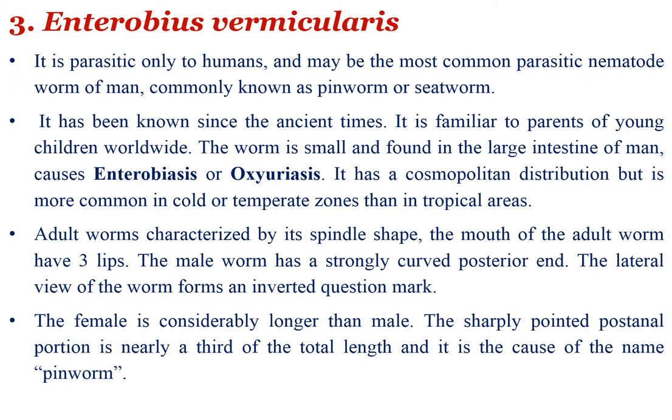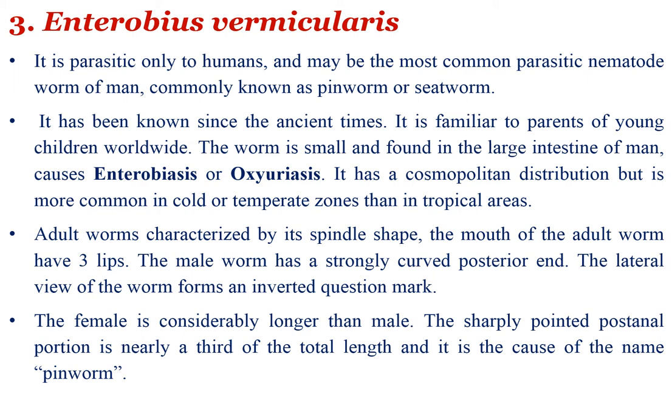It's parasitic only on humans and may be the most common parasitic nematode worm of man, commonly known as pinworm or seatworm. It has been known since ancient times. It's familiar to parents of young children worldwide. The worm is small and found in the large intestine of man. Causes enterobiasis or oxyuriasis. It has a cosmopolitan distribution but is more common in cold or temperate zones than in tropical areas.